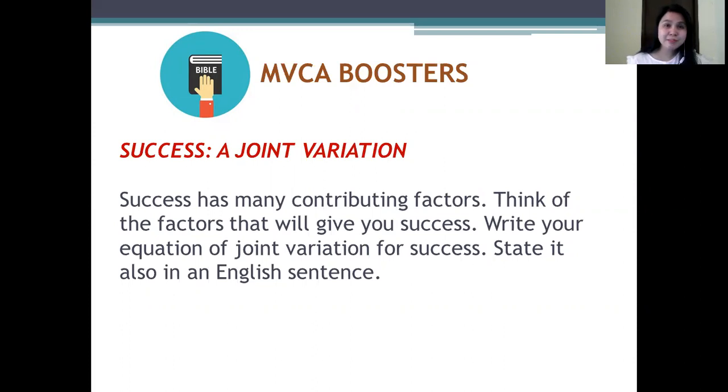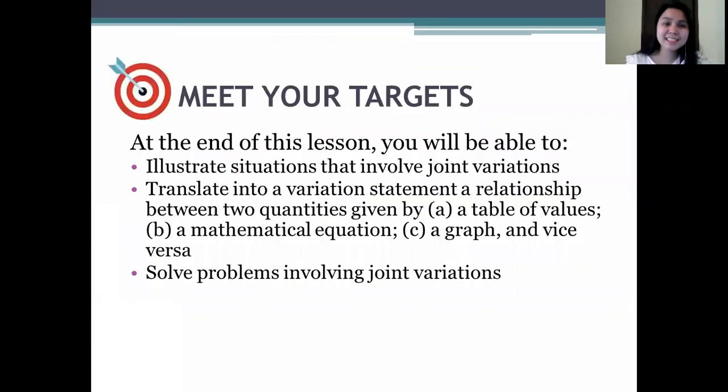So for our MVCA boosters, we'll expect two. First is the English statement of your joint variation, and the second is the mathematical sentence of your joint variation. The English sentence is the usual sentence that we have. Once we say mathematical sentence, it means the formula or the equation of variation for success. At the end of today's class, we'll be able to illustrate situations involving joint variations, translate variation statements, and solve problems involving joint variations.